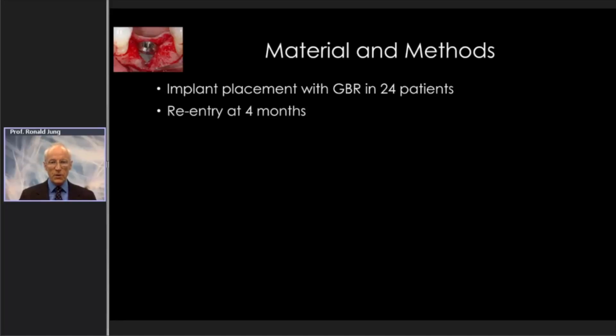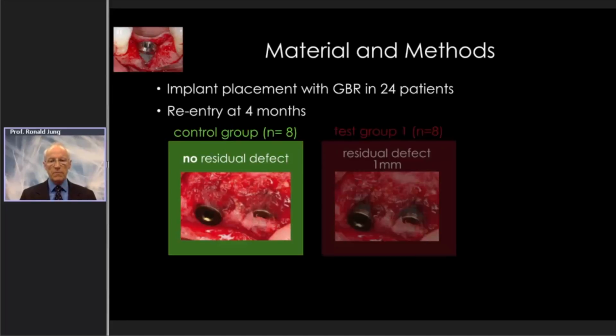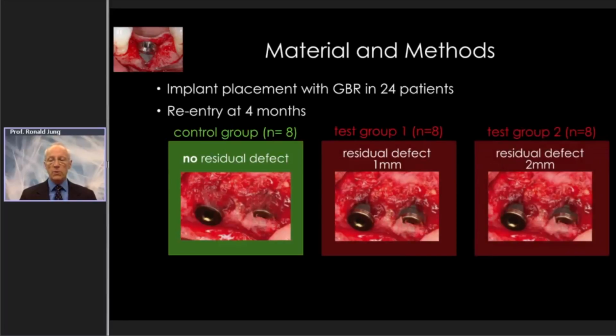And what did they find at this re-entry? There's a control group, 8 of these 24 patients, where there was no residual defect, so GBR worked perfectly. Then there was a group of 8 patients with residual defects of 1 millimeter and another group with a residual defect of 2 millimeters. So we have one group where we have intact bone, and two groups where the GBR did not fully heal the defects, and we have some dehiscence defect.